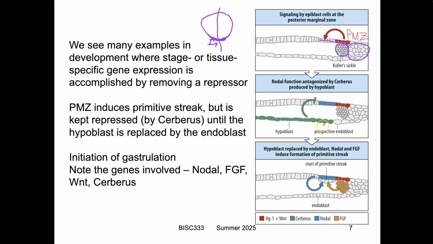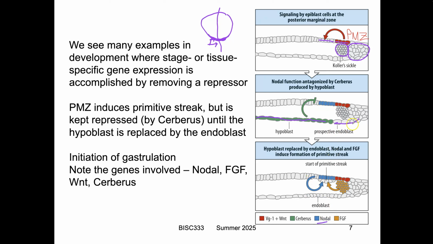However, the hypoblast is still lining. So just go back to the early chick lecture. The hypoblast is a layer of cells that have pushed in from the embryo on the sides and are lining the bottom of the subgerminal space. And as long as those hypoblast cells are there, they are expressing Cerberus, and Cerberus is antagonizing nodal function.